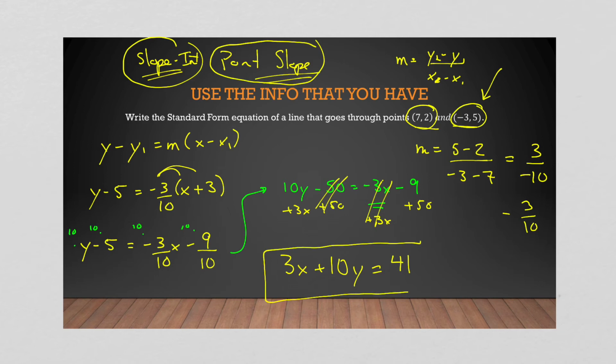Boom. So I've converted from point slope all the way into standard, and I got the equation of a line given only 2 points it passes through. So look at me go.